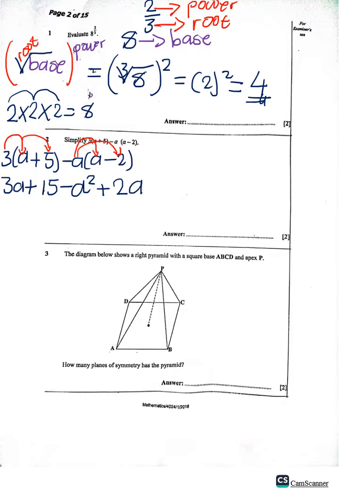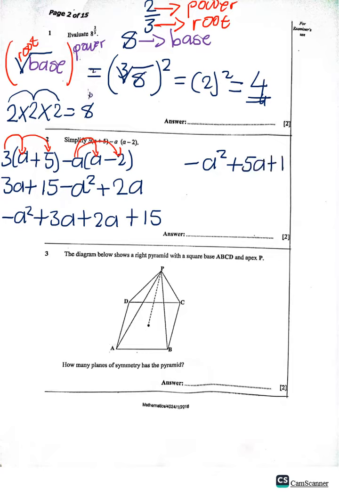So from this we can see that 3a and 2a are like terms, so we can collect these two. Now let's begin with negative a squared plus 3a plus 2a plus 15. So we can now simplify it. Negative a squared. So 3a plus 2a is 5a plus 15. So now the remaining part consists of only the unlike terms, so it cannot be simplified further. Now we can move on to question 3.